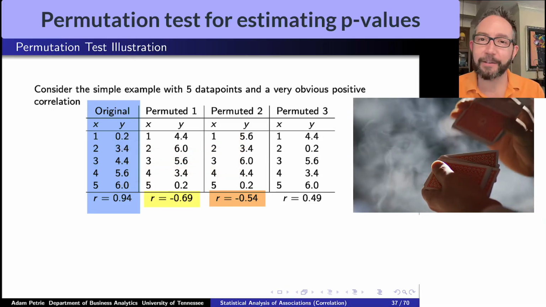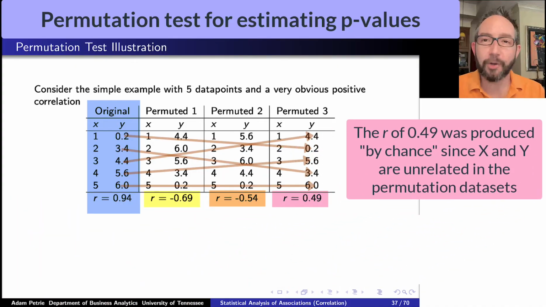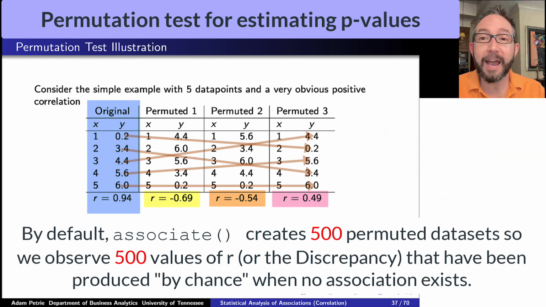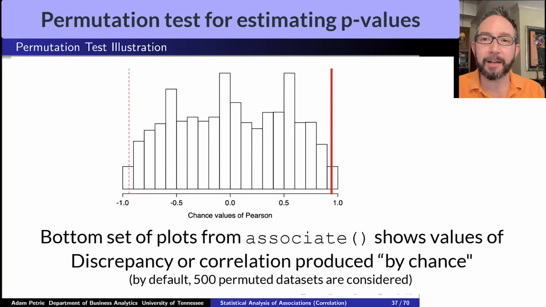Shuffle up the y values, randomly assign them to the x values, measure the correlation, and so on and so forth. We'll repeat this, and by default, Associate does this a total of 500 times, until we have 500 values of Pearson's correlation that have legitimately been produced by random chance, where we randomly assign the x values and the y values together. And so when we look at Associate and we look at the very bottom set of plots, regardless of whether y or x is categorical or numerical, that's essentially what we're seeing.